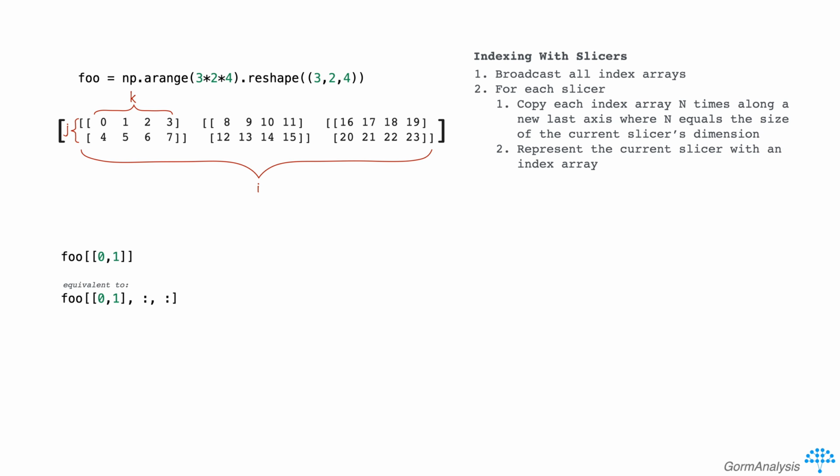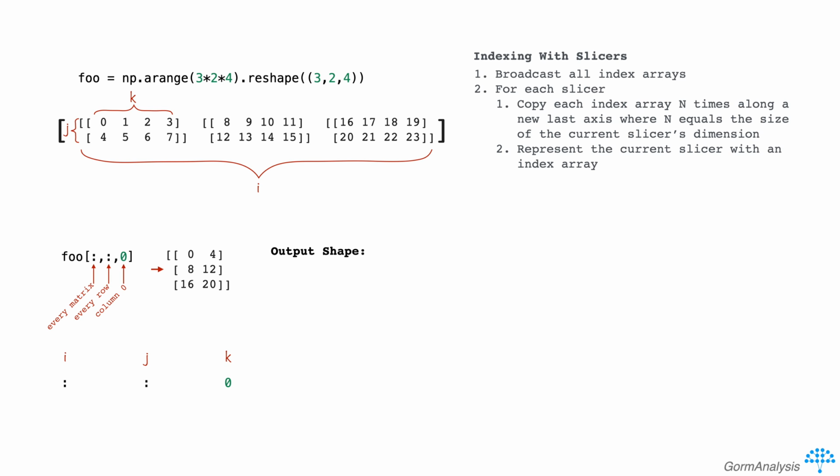Now let's circle back to an earlier question. When we do foo square brackets colon, 0, why do we get back a 2-dimensional array when we started with a 3-dimensional array? Well, let's follow our algorithm for determining the output shape. We start by broadcasting all of the index arrays. Now in this case there's only one, so we don't have to do any broadcasting.